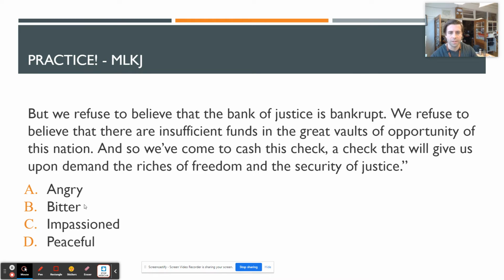about American politics. And I also don't think he's peaceful, because he's saying, we refuse to believe, we refuse. And so we've come to cash this check, right? It's not peaceful words. I'd say it's impassioned, like he's speaking passionately, refusing and demanding that we come and cash this check. It's not anger, it's not bitter, it's passionate.